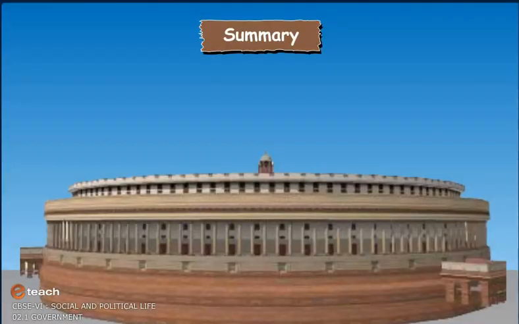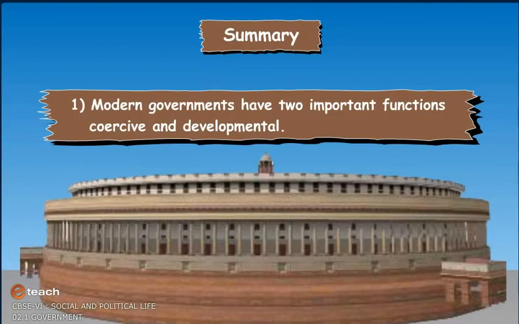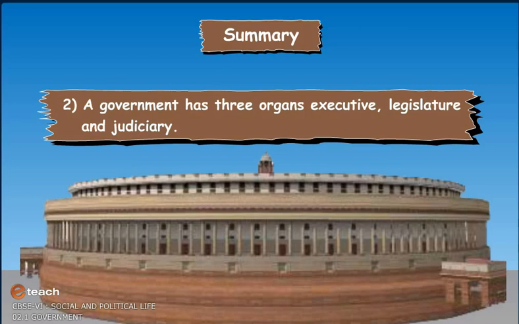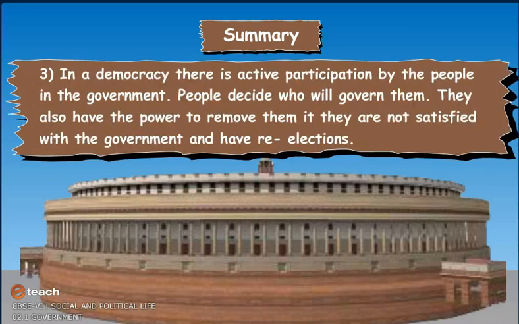Summary. 1. Modern governments have two important functions, coercive and developmental. 2. A government has three organs, executive, legislature and judiciary. 3. In a democracy, there is active participation by the people in the government. People decide who will govern them. They also have the power to remove them if they are not satisfied with the government and have re-elections.